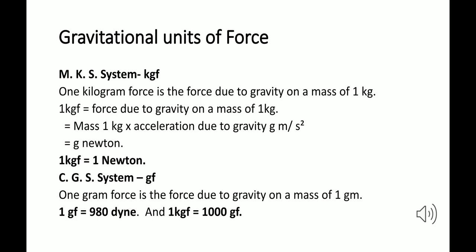So that means mass of 1 kg multiplied by acceleration due to gravity g meter per second square and therefore g Newton. So 1 kgf is equal to g Newton. Okay. 1 kgf can be equated as 1 Newton force. Okay. Now in CGS system, it is gram force. 1 gram force is the force due to gravity on mass of 1 gram. So 1 gram force is equal to 980 dynes. And 1 kgf is equal to 1000 gf. When kg is converted to grams, 1 kg is equal to 1000 grams and therefore 1 kgf is equal to 1000 gram force.